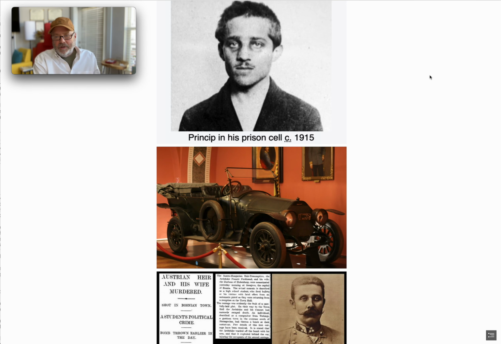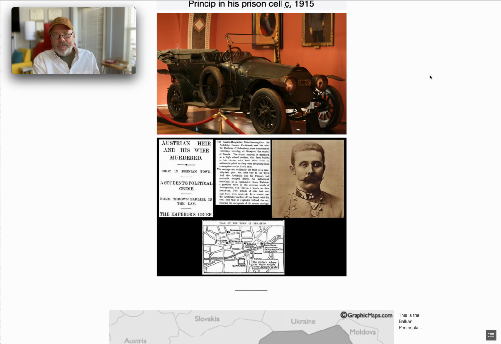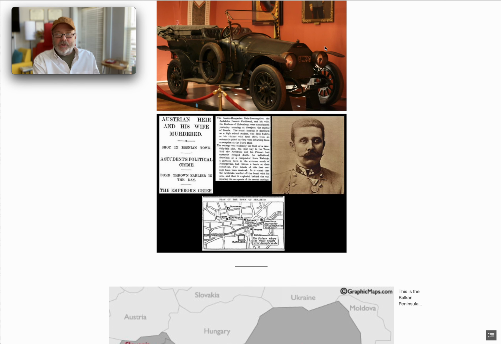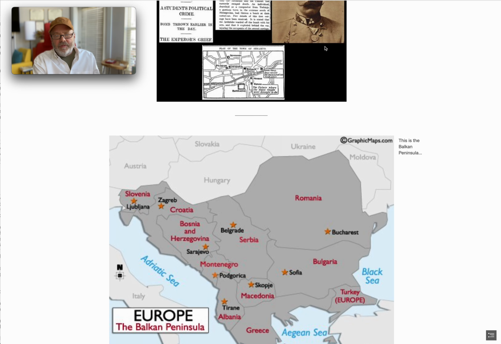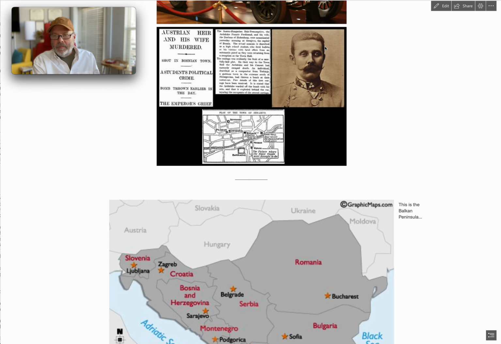Here's a picture. You can go on the web and find all this stuff. Here's a picture of the car that the Archduke and his wife, Sophie, were shot in. I should have a picture of Sophie up here, but I don't. And here is a little newspaper headline from the time and another picture of him, much younger.